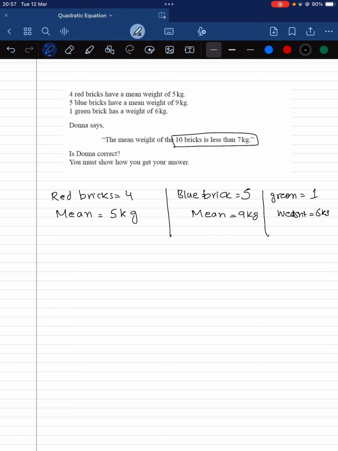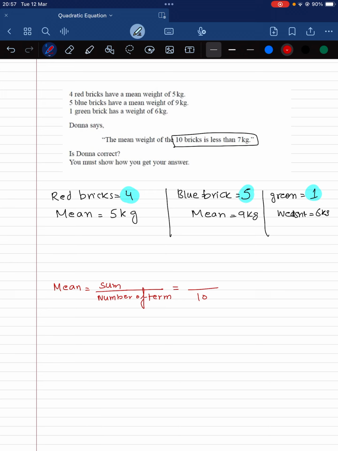So we have already learned that mean is equal to total sum over total number of terms, or sum over number of terms. Now we can see how many terms we have. Total bricks we have: 4 plus 5 is 9, plus 1 is 10. So basically we have 10 bricks or 10 terms. Then we need to find the total sum of the weight of these 10 bricks.